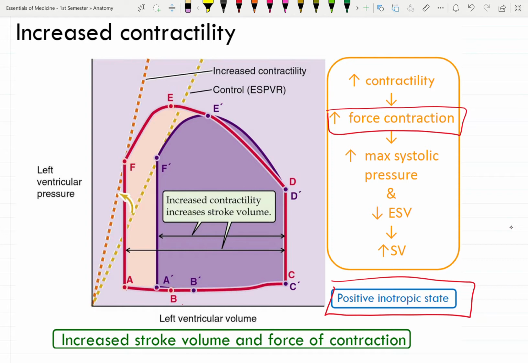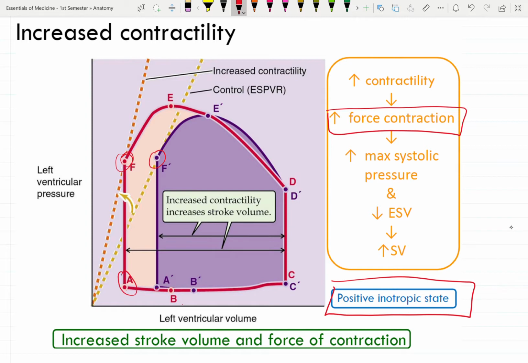Okay, I hope that makes sense. And so now that you have this done here, you see that the ejection phase will end at a new stage, meaning the aortic valve will close over here, right, rather than down here. Okay, so again, this represents there's going to be less volume at the end.